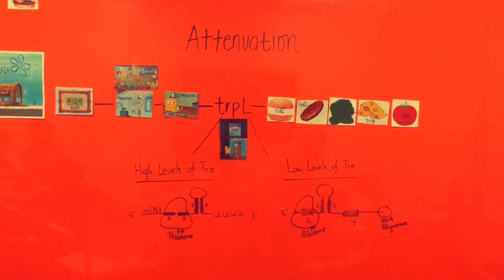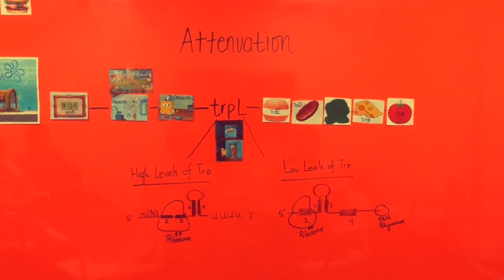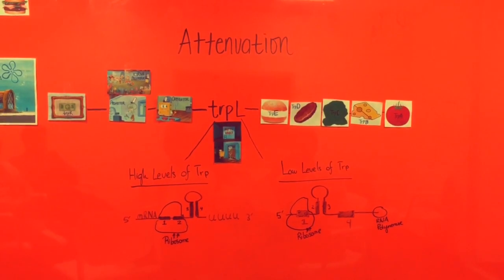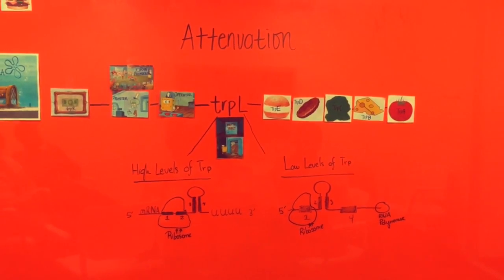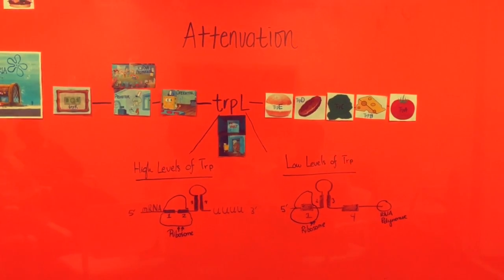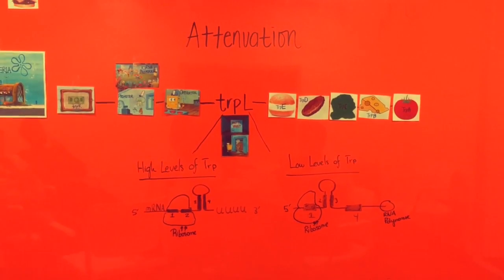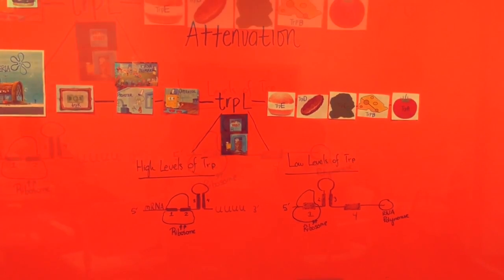If the 3-4 stem loop is present, it acts with the attenuator to form a terminator at the end of the gene, stopping transcription of the structural genes. If the 2-3 stem loop is present, then the terminator structure does not form and transcription proceeds.